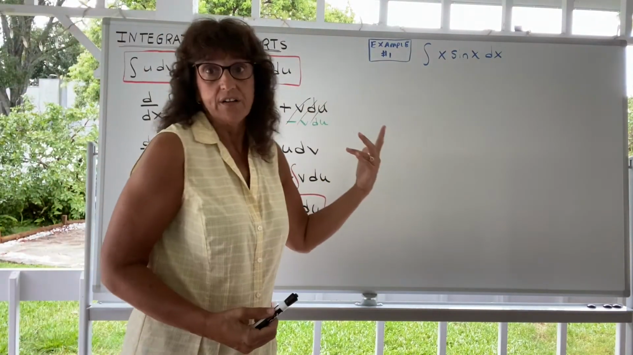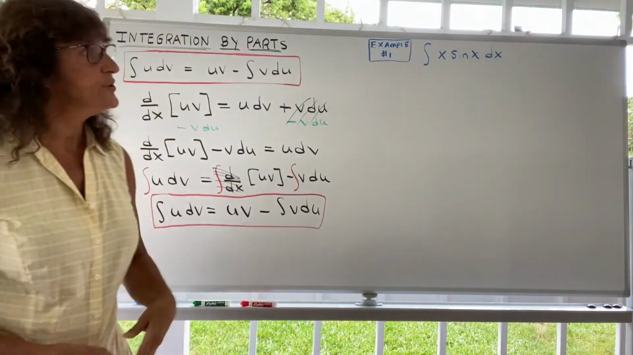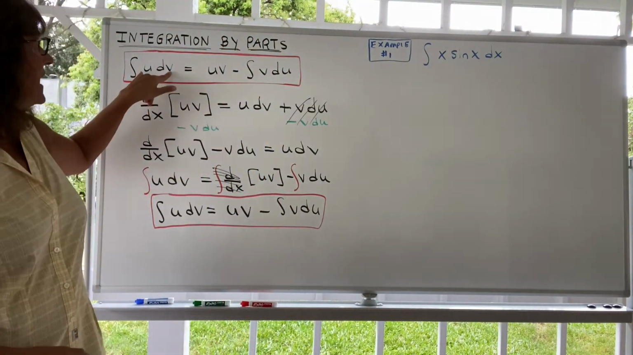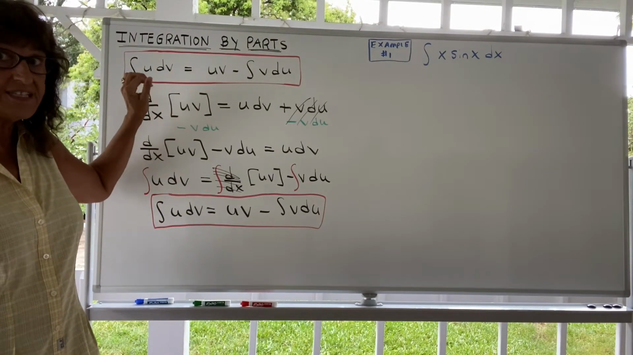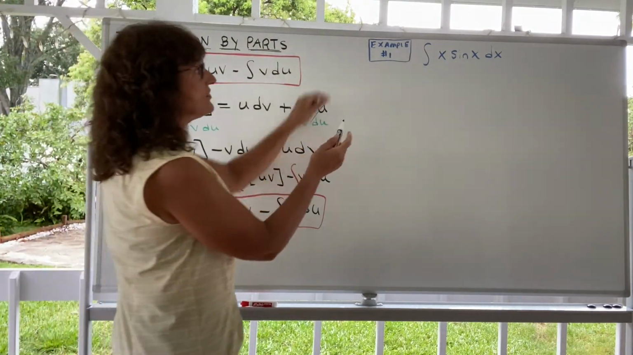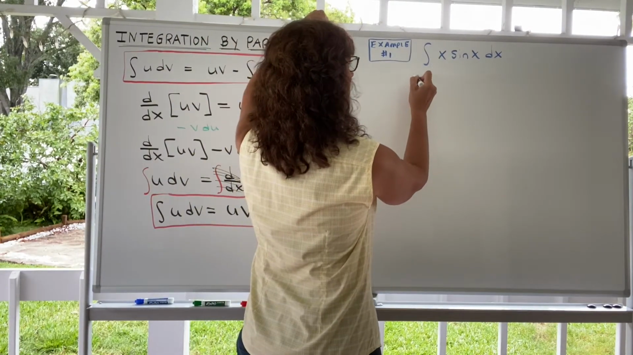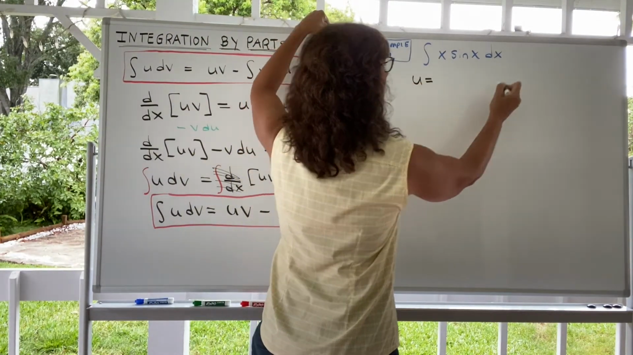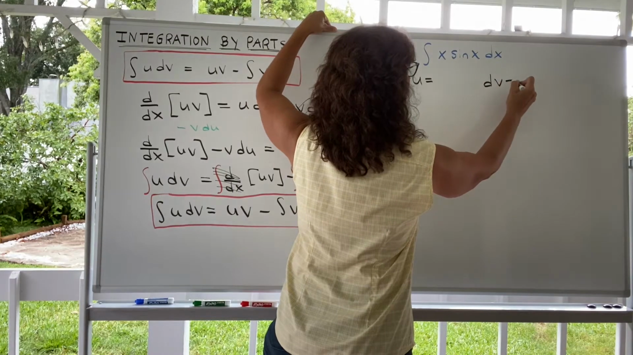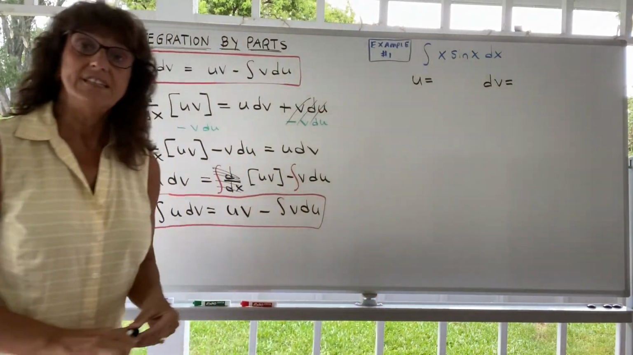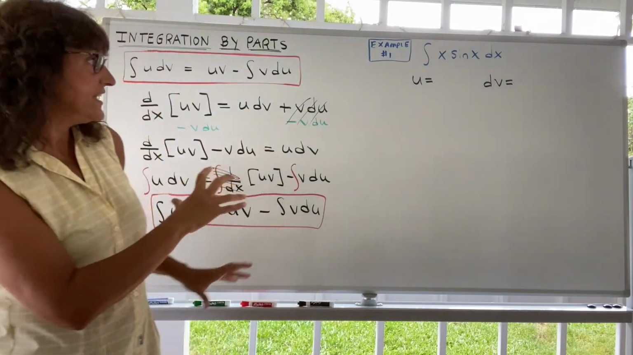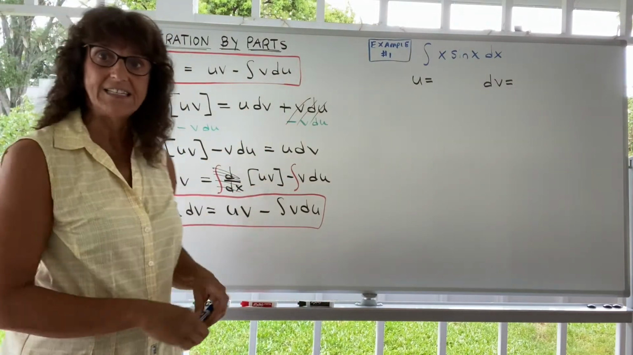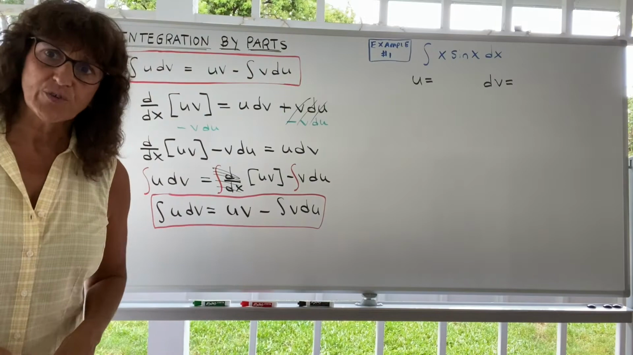So how do we start? The first thing you have to do is look at the integrand and identify the u piece and the dv piece. We need to figure out which piece is going to be the u, and which piece is going to be the dv. Now, how do we figure out which part of the integrand to let u equal, and which part to let dv equal? We've got a little trick for that.